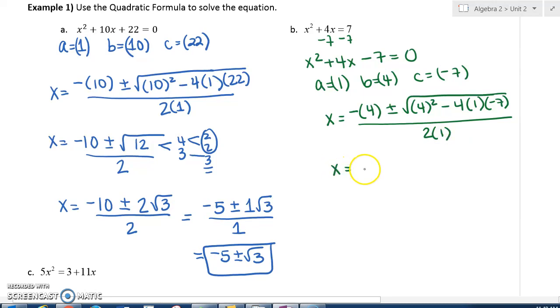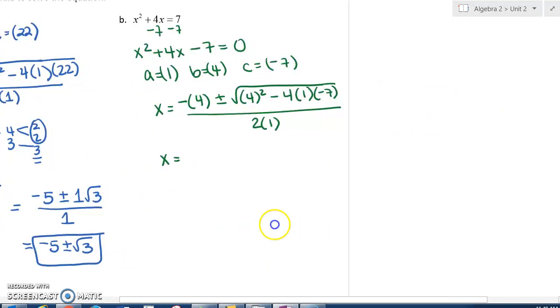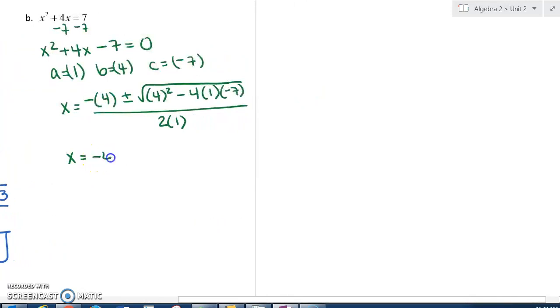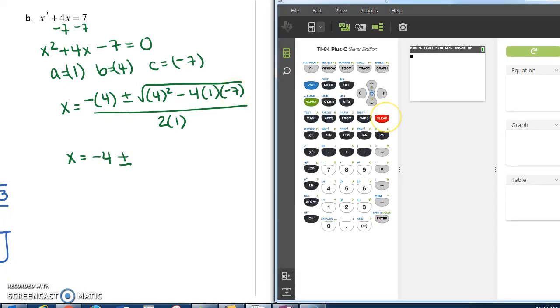And we simplify. Let's move this to the other side. We have negative 4 plus or minus. I am going to put what's inside the square root into my calculator. So I have open parentheses, 4 squared, minus 4, open parentheses for the 1, and open it for the negative 7.